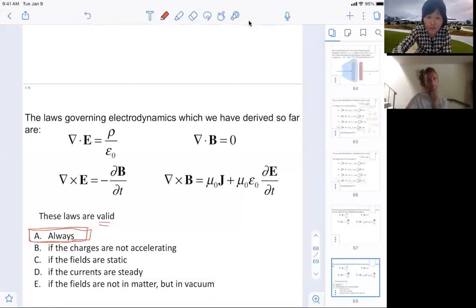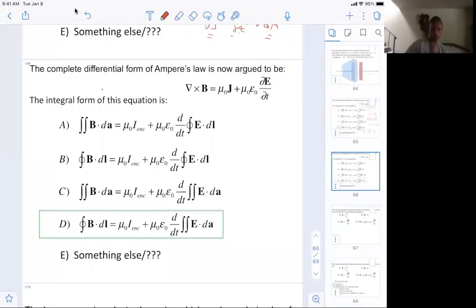Dr. Ryan, do you mind if I see the integral format of what we just derived again? Yes, it's here. Okay. Thanks so much, Dr. Ryan. We'll see you Wednesday.